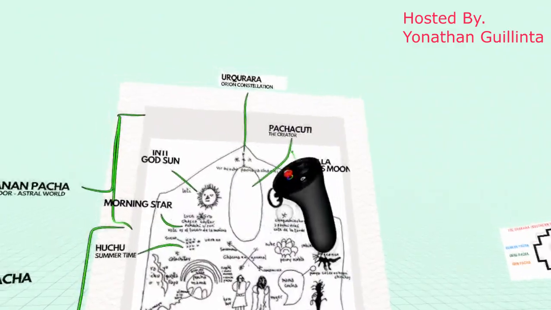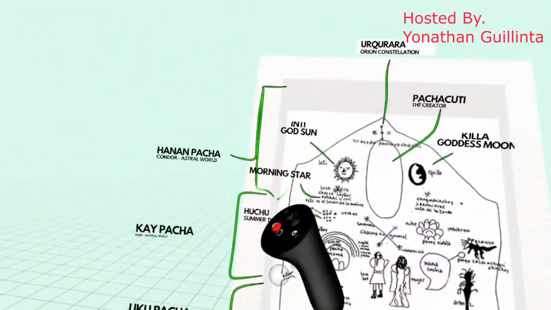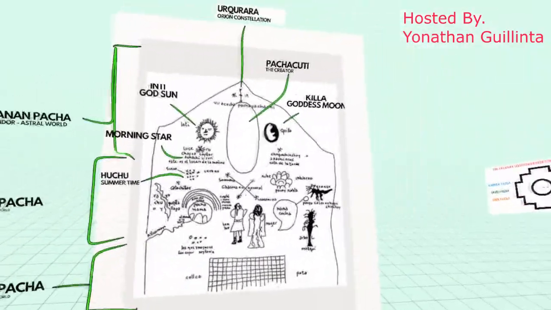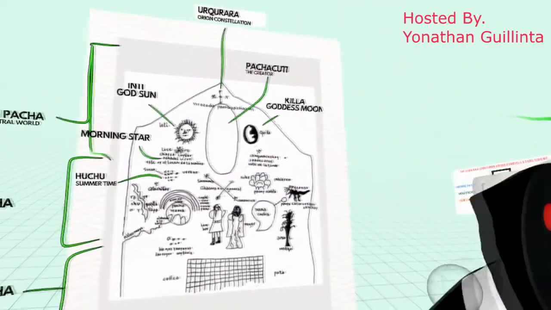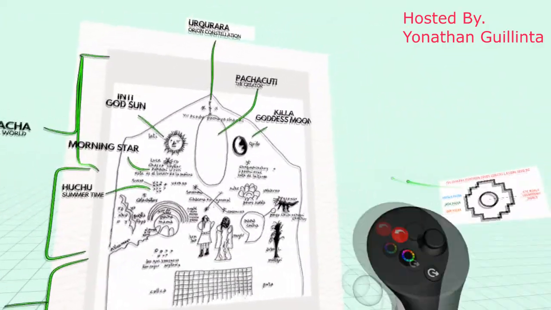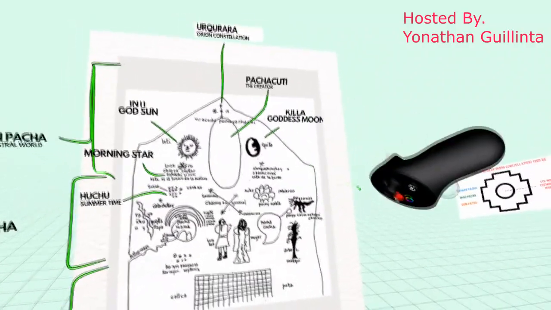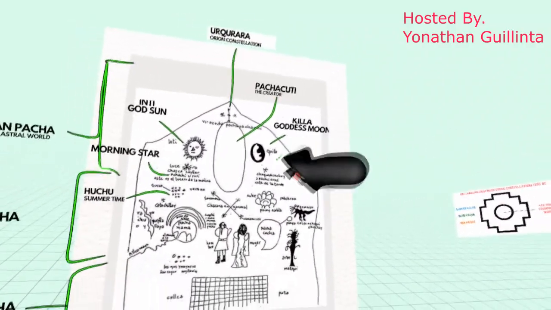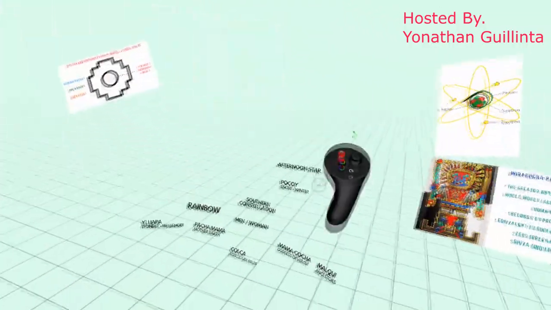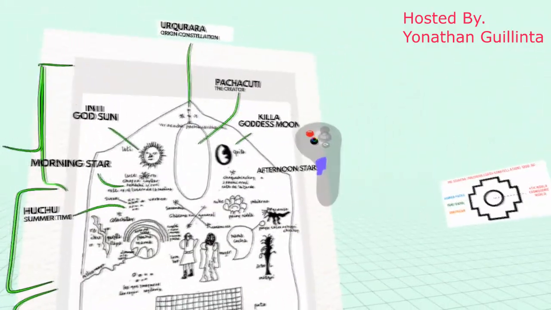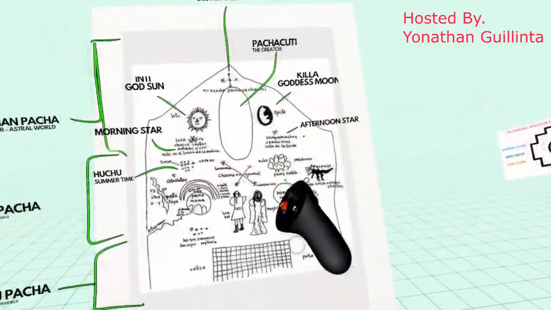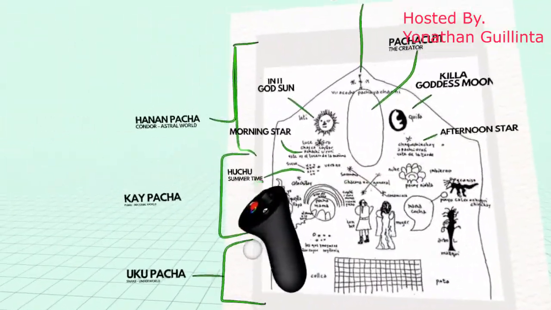Remember that these words like Pachacutic, Urkurara, Inti, Hanan, Kai, Uku are from a 5,000-year-old language. It's called Quechua. Okay, this is what you're going to listen to when you get to the highlands of Peru. When you get to the highlands of Bolivia, it's going to be Aymara. Okay, and also the northern part of Chile and northern part of Argentina. So Quilla is how we call our moon, and then here we have the star of the afternoon. There you go. And then underneath there, we have the summertime constellation.